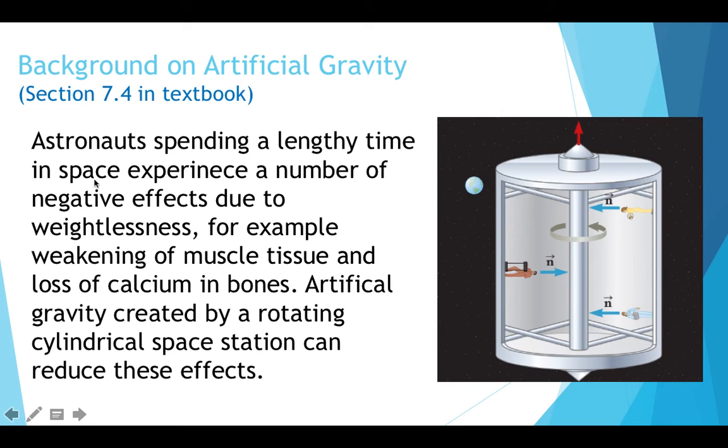But for this one, we're looking into astronauts spending a lengthy time in space. They experience a number of negative effects due to weightlessness. For example, weakening of muscle tissue and loss of calcium in bones. Artificial gravity created by a rotating cylindrical space station can reduce these effects.